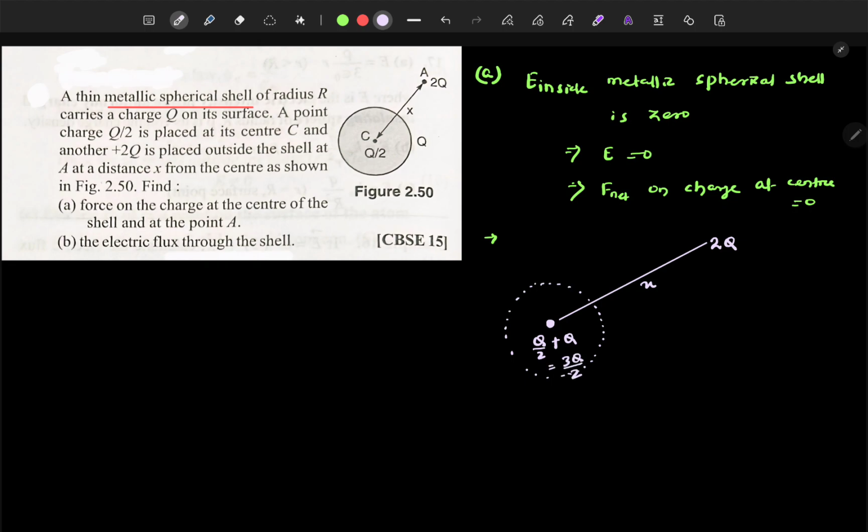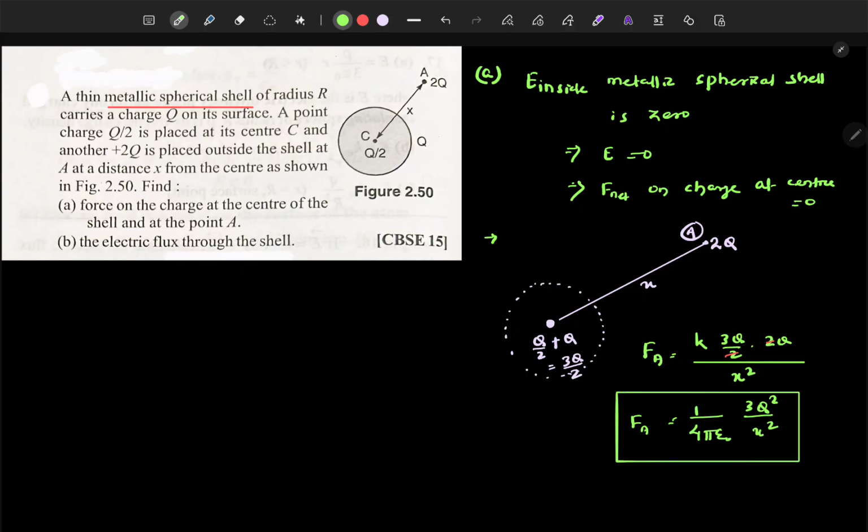Now it is asking for the force on the charge at point A. At point A, 2Q charge is present. So force on the charge at A equals K into 3Q by 2 into 2Q divided by distance squared, K Q1 Q2 by R squared. The distance is x. So the 2 gets cancelled out. Small k means 1 by 4 pi epsilon naught. Then 3Q squared divided by x squared. This is the force present on the charge at A.